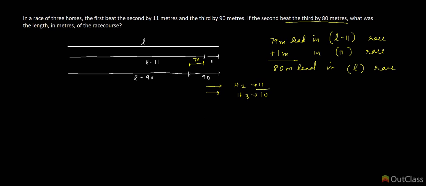That means their speed ratios are 11:10. So that means for an 80 meter lead to happen, H2 should have done 880 and H3 should have done 800 by direct proportion. And that 880 is the length of the track, required length of the track. So the answer is 880 meters.